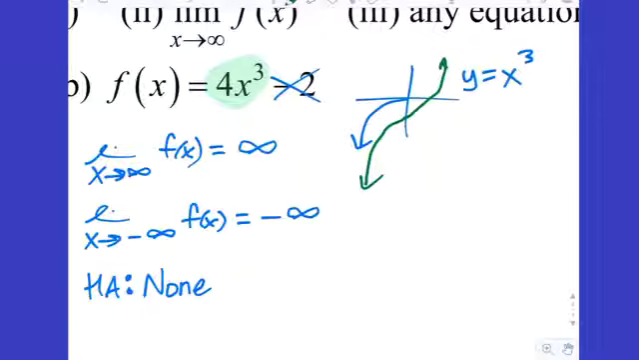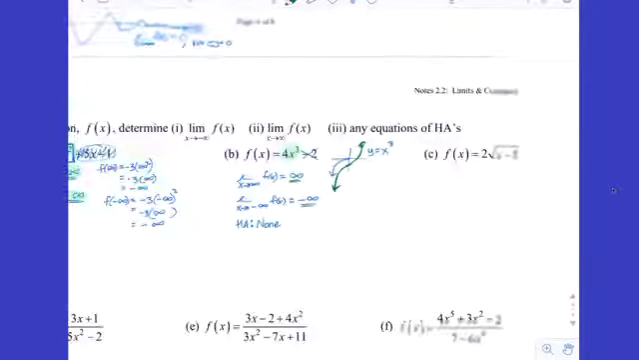So now you can really confirm. As you go out to the right forever, the y values go up forever. And as you go out to the left, the y values go down forever. But you don't need the graph when you're analyzing end behavior.